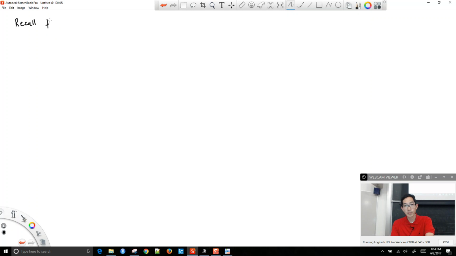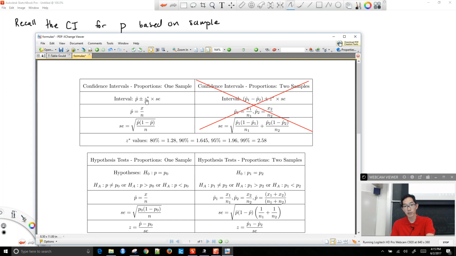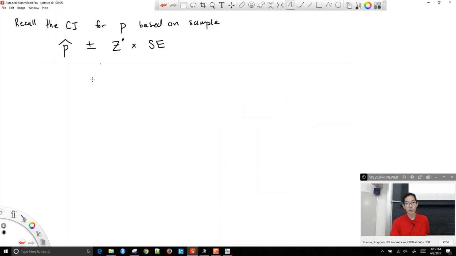Let's go back and do a refresh and recall the confidence interval for the proportion p based on 1 sample. What did that confidence interval look like? It looked like p hat plus or minus z star times the standard error, right? If you look right here, it says p hat plus or minus z star times the standard error. It's right there on your formula sheet also.